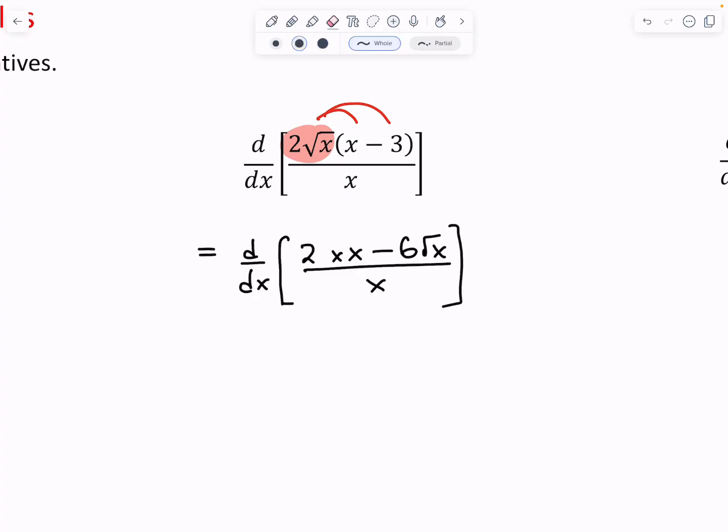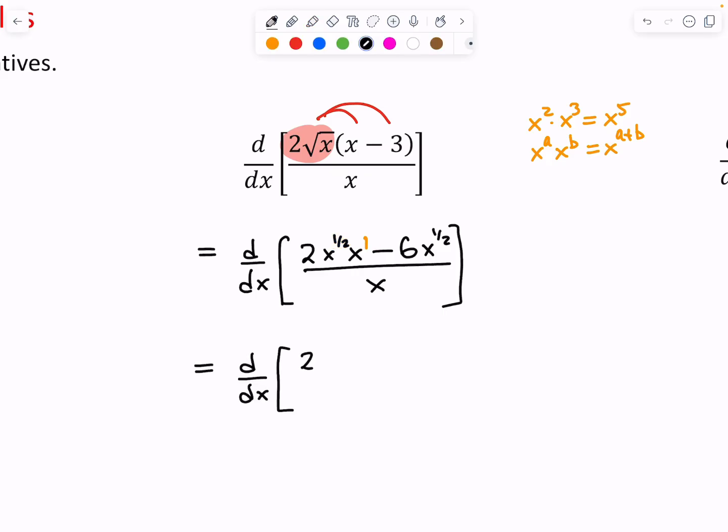Now this radical x is x to the 1/2 power. Same for this one. Now you may recall the rule that if you have something like x squared times x cubed, the rule of exponents is that you would add these powers. So in general, if you have x to the a times x to the b, you would get x to the a plus b. We're going to have to use that to simplify this product, because this x is really an x to the 1, and so I can add these powers to make a new power on x. 1/2 plus 1 is 1/2 plus 2 halves, which is 3 halves. So my new power on x is 3 halves, and then the rest.